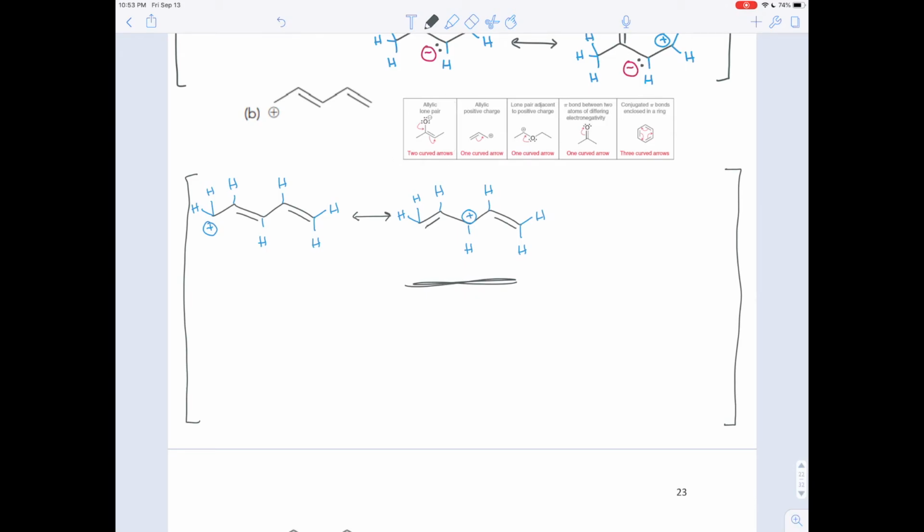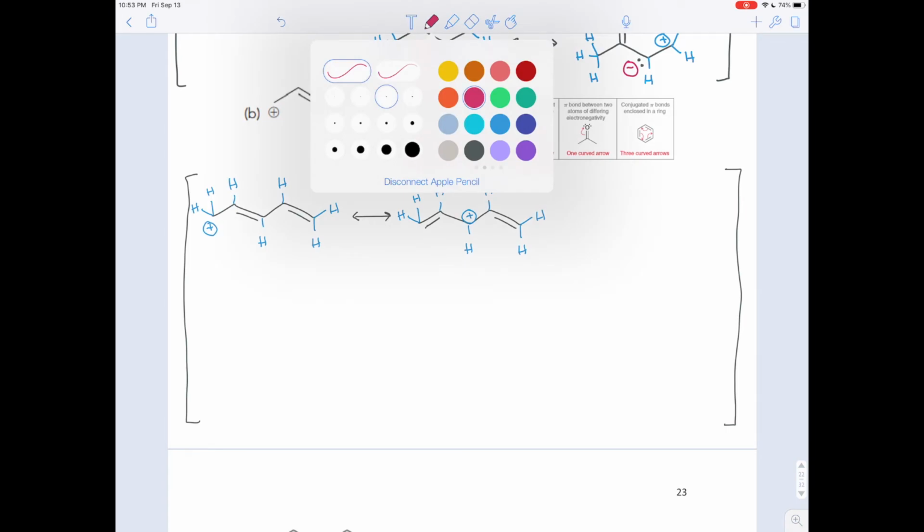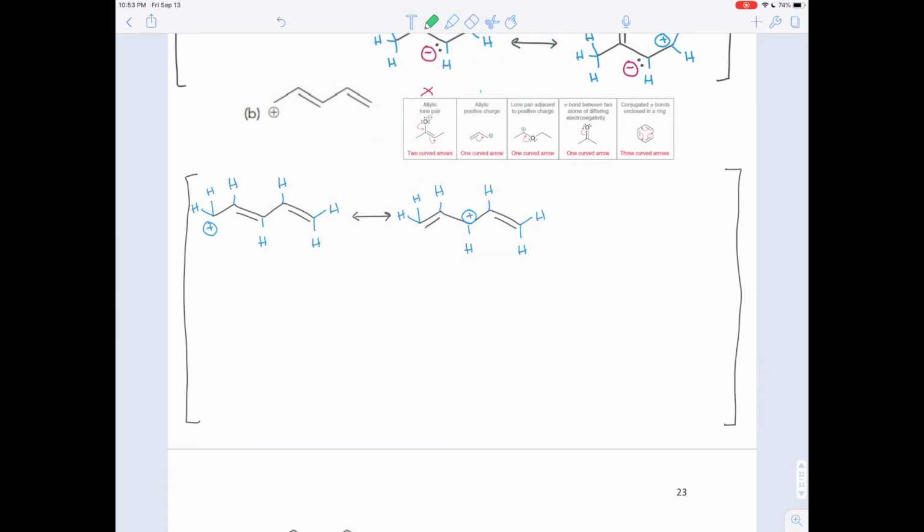First, allylic lone pair. No, this molecule does not have a lone pair at all, let alone an allylic one. How about an allylic positive charge? We definitely have that. This positive charge is allylic to 2 double bonds. If you go 1 atom to the left, you're at an atom in a double bond. If you go 1 atom to the right, you're at an atom in a double bond. So that's allylic in 2 places.